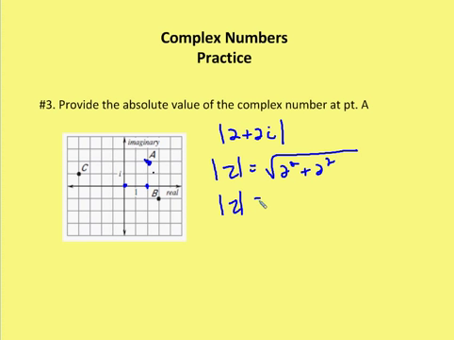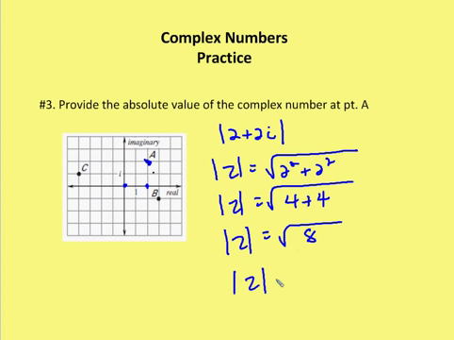So the absolute value of z is equal to the square root of 4 plus 4. The absolute value of z is equal to the square root of 8. And if I factor out a 4 here, it's going to be equal to the square root of 4 using my product property times the square root of 2. And I have the absolute value of z now equal to, simplified, 2 root 2.